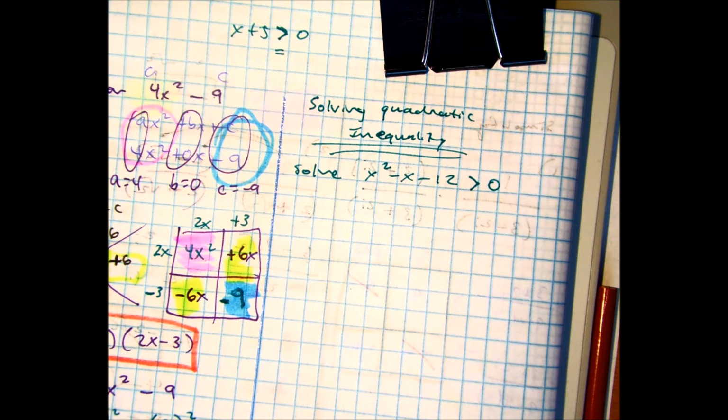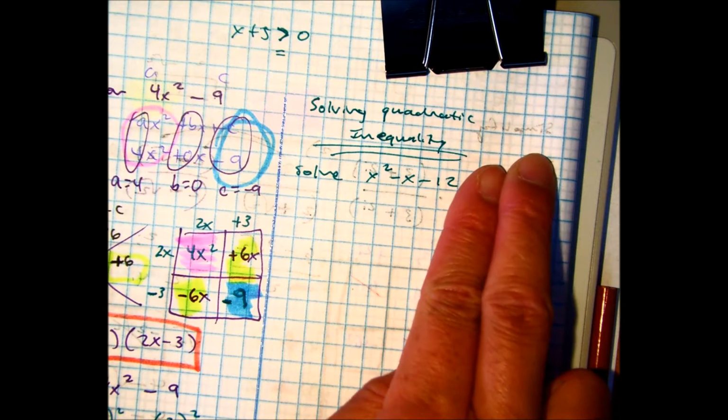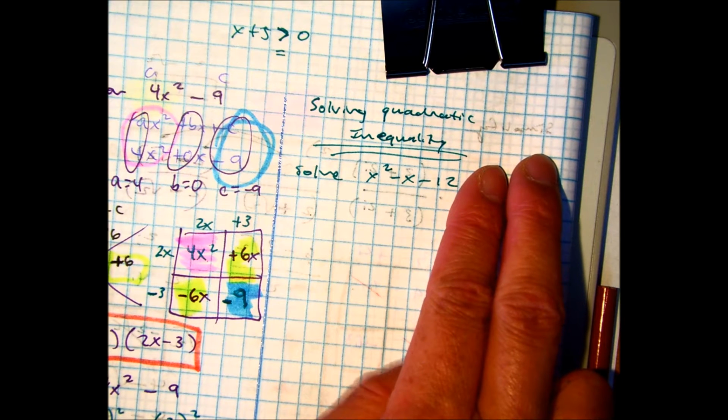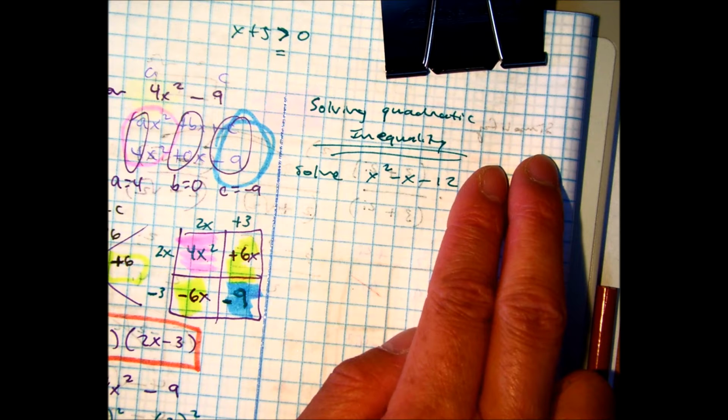Alright, so we're asked to solve x squared minus x minus 12 greater than 0. Leslie, how did you solve the quadratic first? Okay, let's talk about the different ways that you can solve quadratics. What are some different ways that we can solve it?